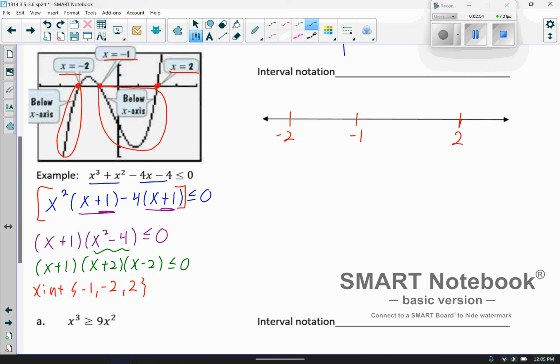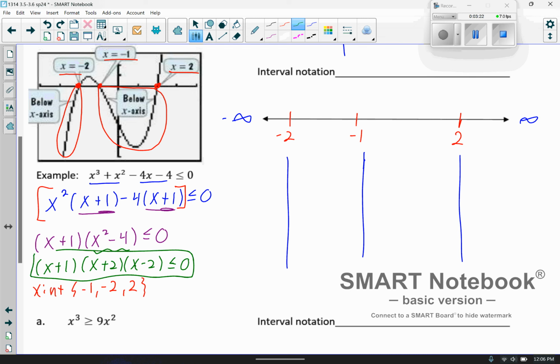I was trying to get some more spacing because I'm going to have to test four different places: between -infinity and -2, -2 and -1, -1 and +2, and then between +2 and infinity. So I actually have four that I have to test this time. Now, once again, what I'm going to want to do here is probably use the factored form. That's going to be the easiest way to do this.